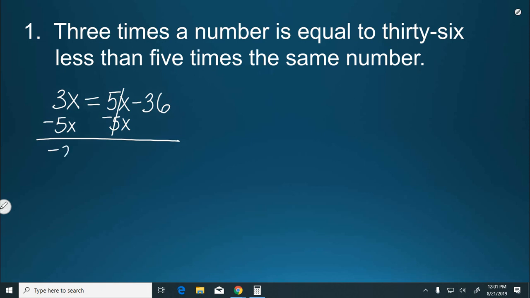Gives me negative 2x equals negative 36. Divide by negative 2, divide by negative 2, and x equals 18. Final answer, 18 is the solution. All right, let's take a look at the next one.